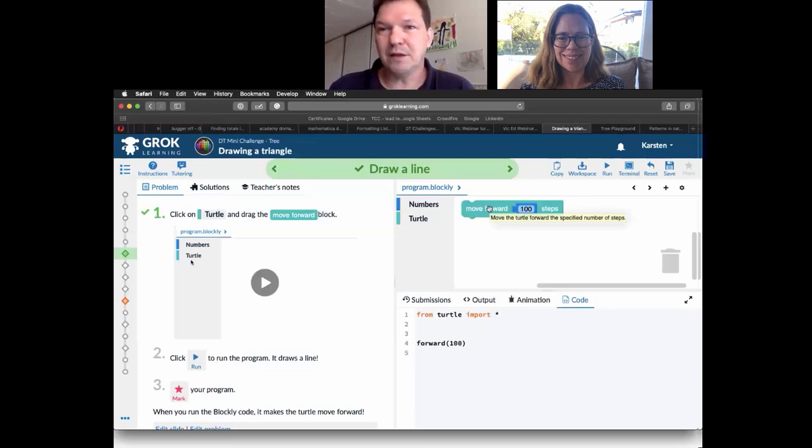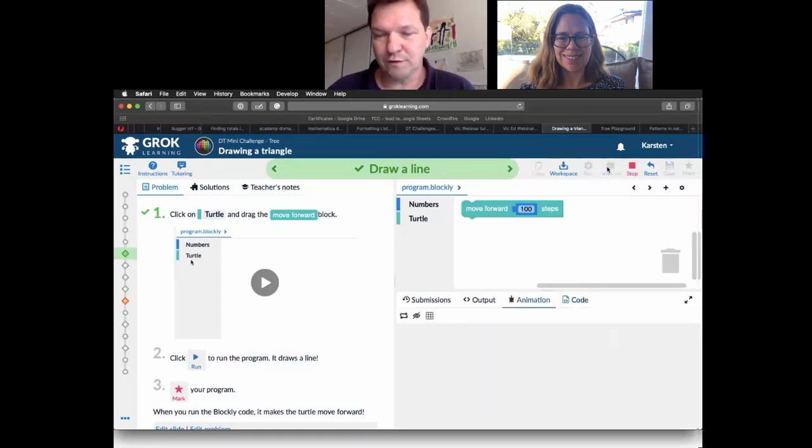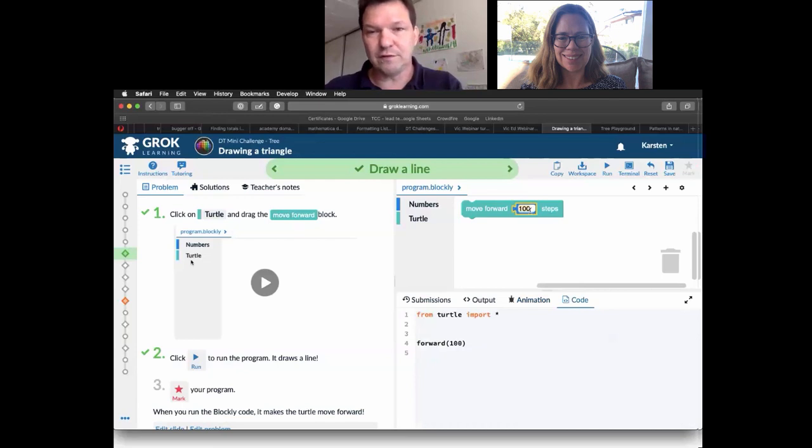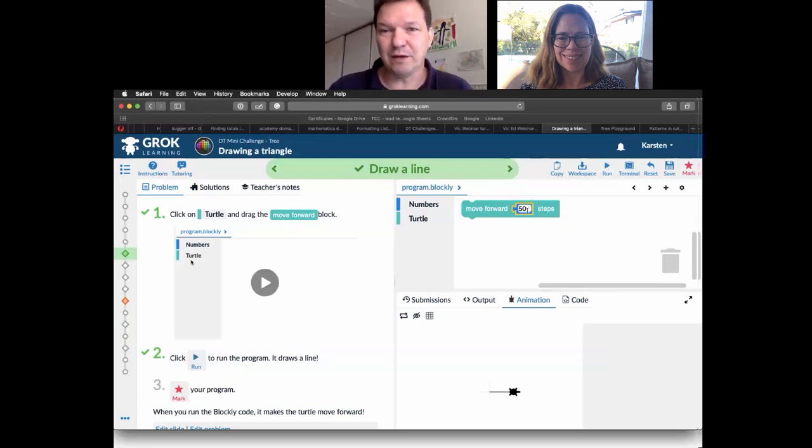And you can click on the run button, and then this system executes the code and draws the shape for you. And you will be able to see this line down here. Okay, so that's how we start with a triangle. And we can make it a small triangle if we just say perhaps 50 steps. And then the line is half the length. Or we can make it longer. But let me just stay with 100. That's a good number.